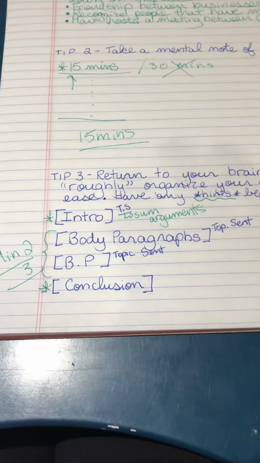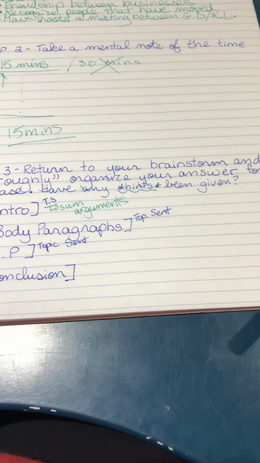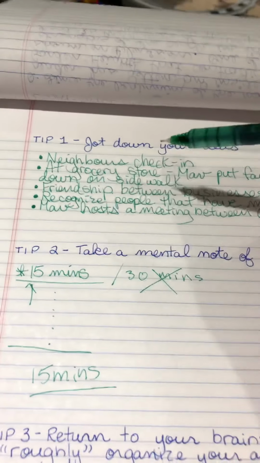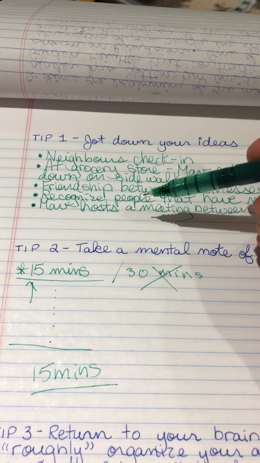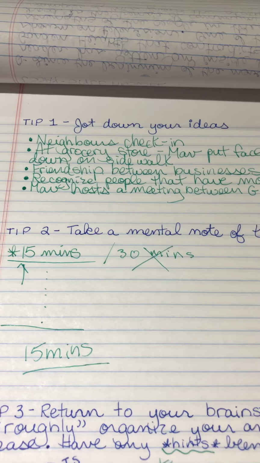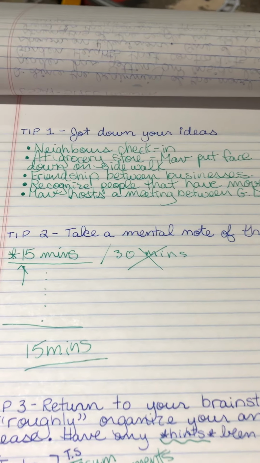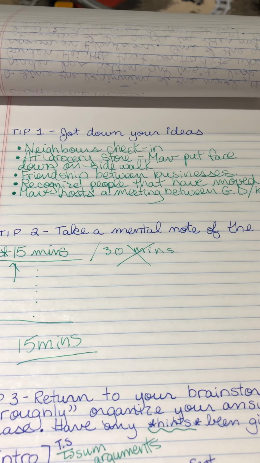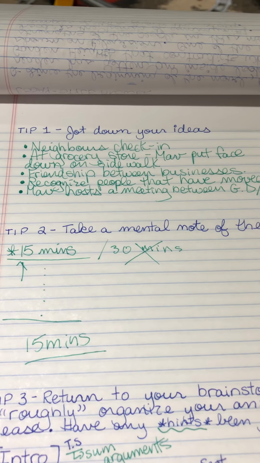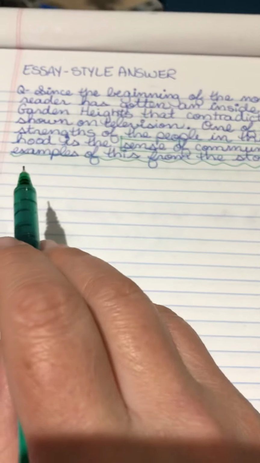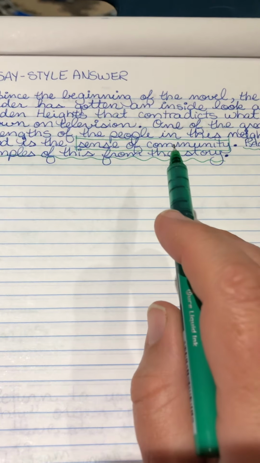Okay, so the first thing I wanna do is I wanna return to my brainstorm and roughly organize. I have a total of 1, 2, 3, 4, 5 examples. I am not even remotely thinking about giving 5 body paragraphs in my answer. That would be outrageous. Is there any way that I can group my ideas into arguments to answer the question? And a reminder, it's provide examples of this from the story, of the sense of community. I'm providing examples of sense of community.